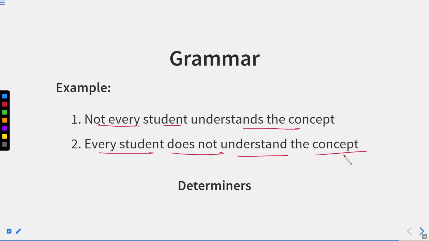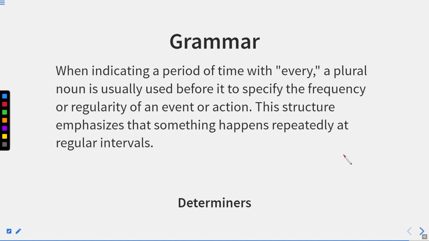Not every focuses on a general talk, that not every student is there. Not every student is good. It means I'm talking about the particular group. But if I say every student does not understand the concept, it means I'm talking about each and every student individually. If I say not every, it means maybe there are some students who understand and there are some students who do not understand. But if I say every student does not understand, it means I'm talking about all the students, that each and every student does not understand.